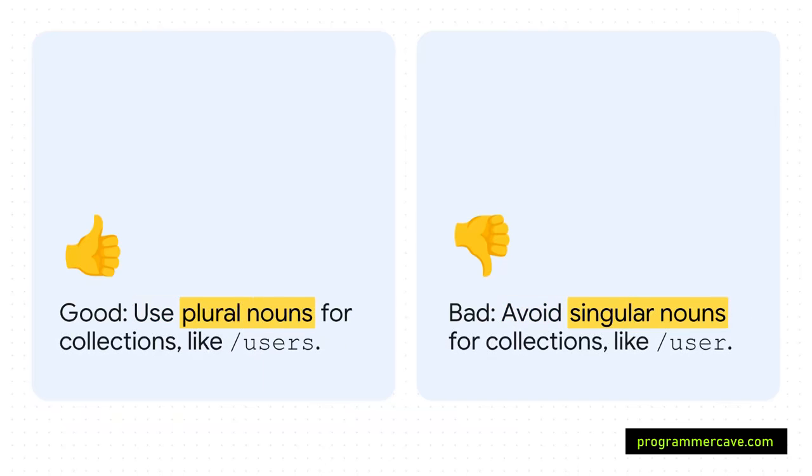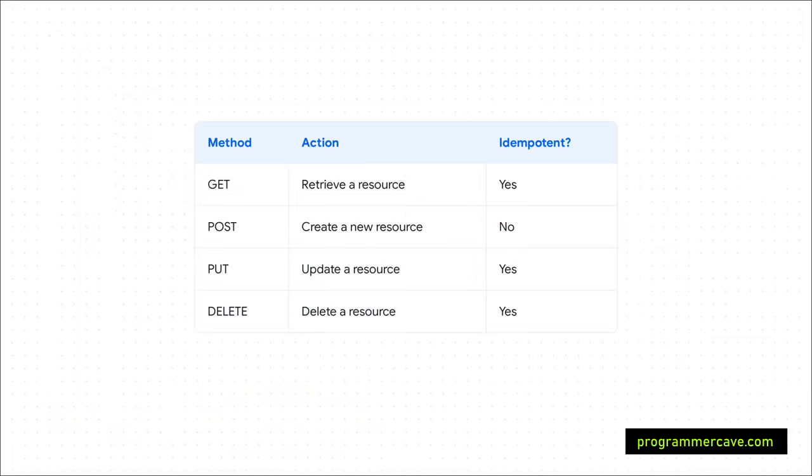And on that note, always, and I mean always, use plural nouns for collections of things. It should be users to represent all the users, not user. This one simple convention makes your API instantly predictable. A developer sees users, and they can probably guess that products and invoices exist too without even looking at the documentation.